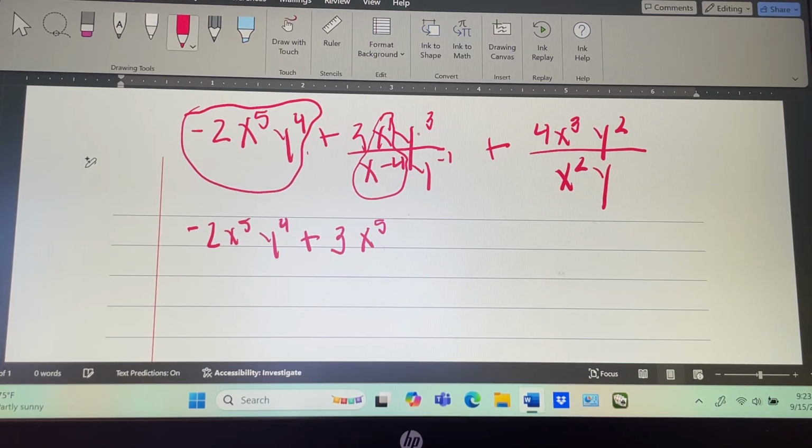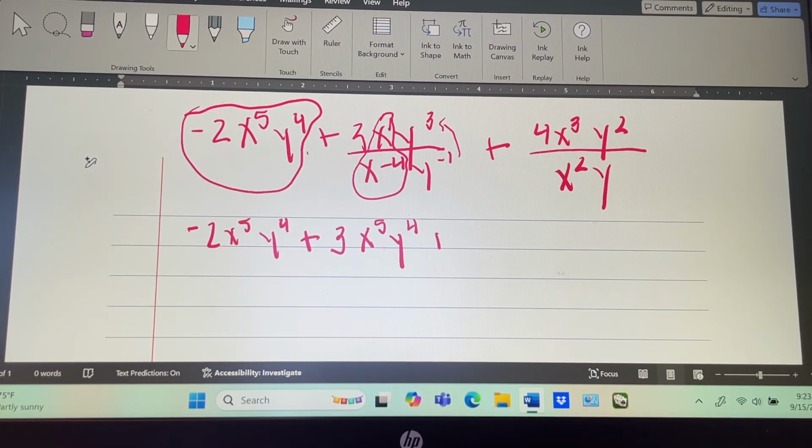We're going to do the same thing with the y's. We need to combine them. So I've got 3 y's on the top. I'm going to bring this y up, and that negative 1 becomes a positive. So we have 3 plus 1, so that becomes y to the 4th power.